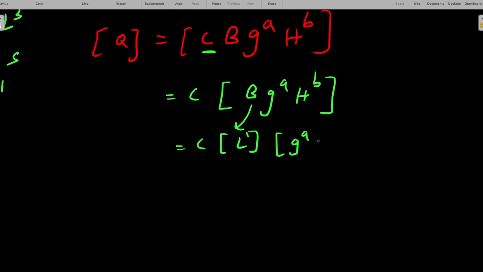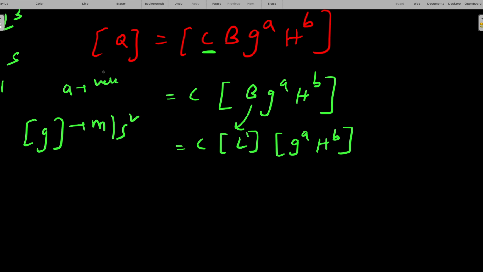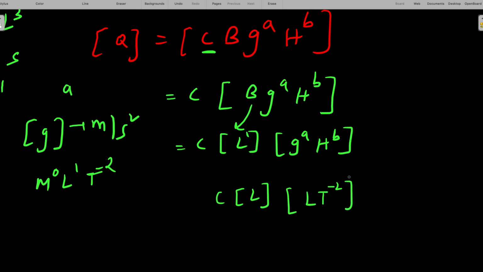But the problem is here we don't know the dimension of g power a and H power b. But we know the dimensions of g. The dimensions of g are meters per second squared, as the acceleration dimension is velocity per time, velocity is meters per second, and so meters per second squared. So here we can write M power 0, L power 1, T power minus 2. I'm just writing this directly as L T power minus 2, and there is a whole power a.